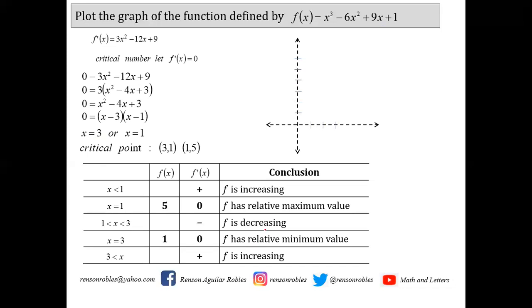So we shall now trace the curve f of x equals x cubed minus 6x squared plus 9x plus 1 by plotting the critical point (1, 5). So this is your (1, 5). And then we also have (3, 1). At x equals 1, f has a relative maximum value, which means that the behavior of the curve increases and then it decreases. And at the point (3, 1), the curve decreases and then it increases. So the behavior of the curve will look like this. This is your f of x equals x cubed minus 6x squared plus 9x plus 1.